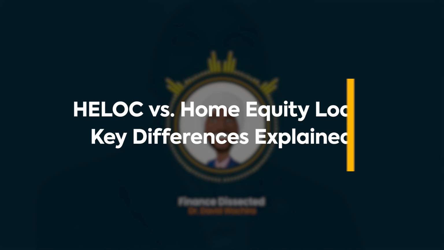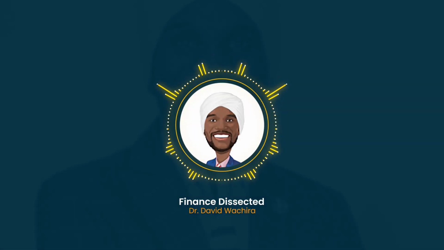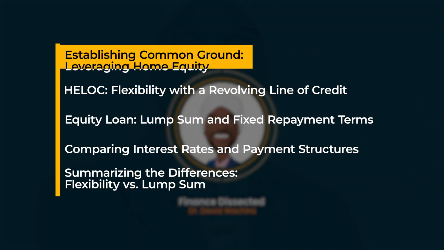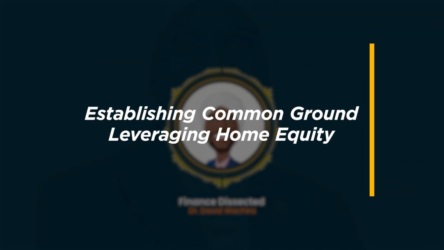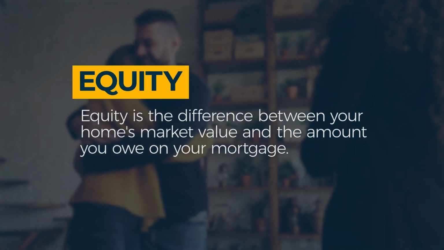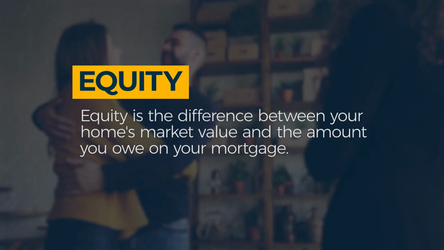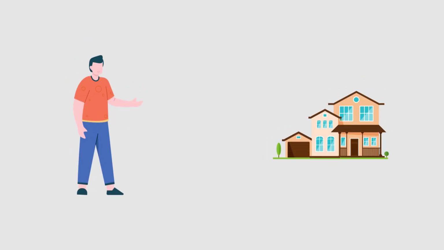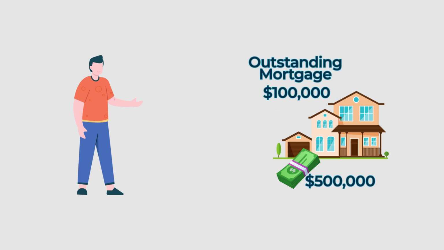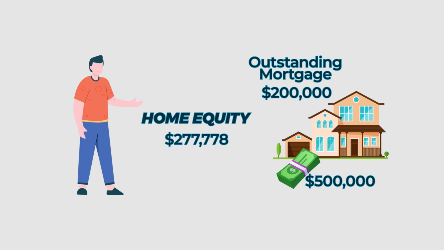Before we can understand the differences between a HELOC and an equity loan, let's first establish what they have in common. Both HELOCs and equity loans are forms of borrowing that leverage the equity in your home. Equity is the difference between your home's market value and the amount you owe on your mortgage. For example, let's say your home is currently valued at $500,000 and you have an outstanding mortgage balance of $200,000. In this case, your home equity would be $300,000, which is 60% of your home value.